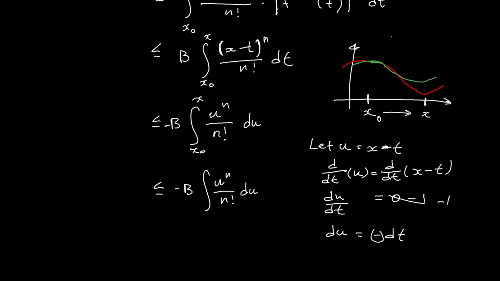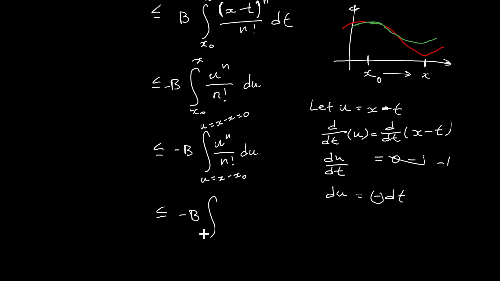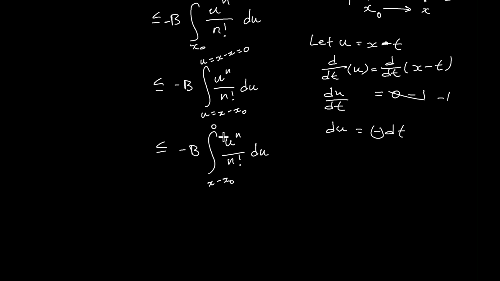So that means u should just be, so this is going to be x, but u is x minus t, so it's going to be x minus x, which equals 0. And then this is going to be u equals x minus t, so x minus x naught. So this is just the same thing as saying negative b times the integral from x minus x naught to 0 of u to the n over n factorial du. Okay, great. This is actually an integral that we can solve with the power rule. So this is the same thing as negative b times the antiderivative of this, according to the power rule, which is just u to the n plus 1 over n plus 1 factorial, from the bounds x minus x naught to 0.